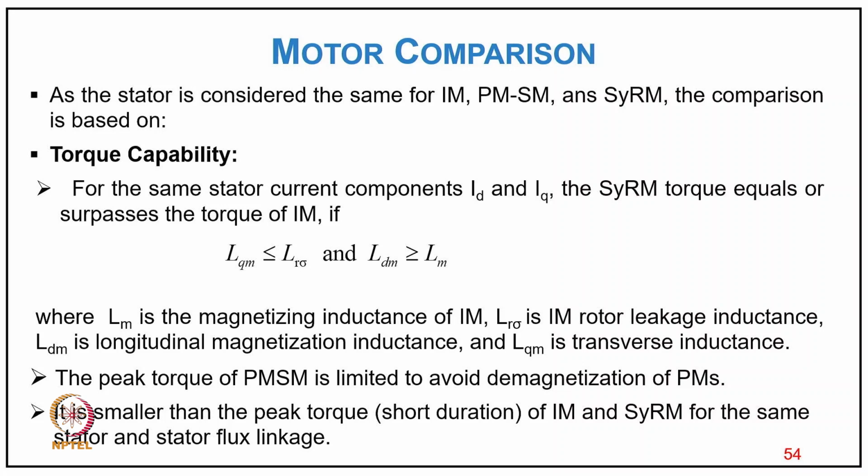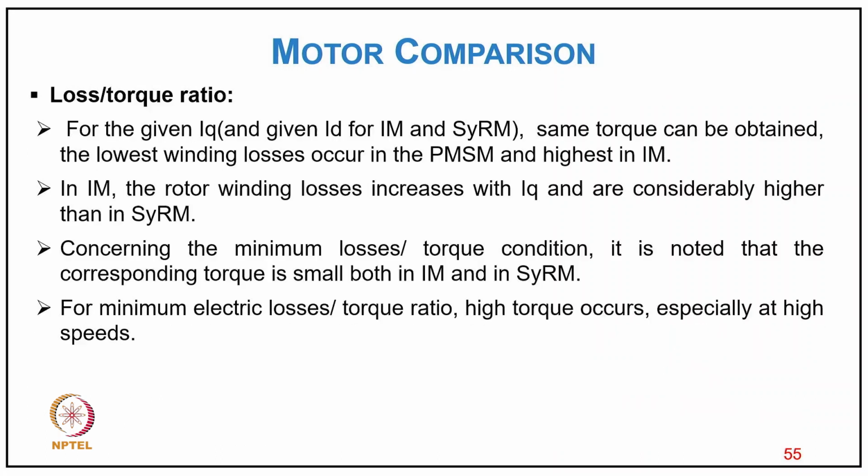So the peak torque of PMSM is limited to avoid demagnetization of the PM. So it is smaller than the peak torque, short duration, of the induction motor and synchronous motor for the same stator and rotor flux linkage. So for a given Iq and given Id for the induction motor and synchronous motor, the same torque can be obtained. The lowest winding losses occur in PMSM and higher in the induction motor.